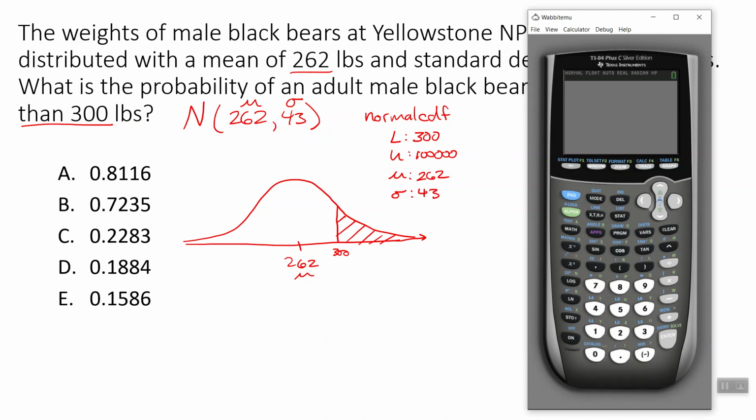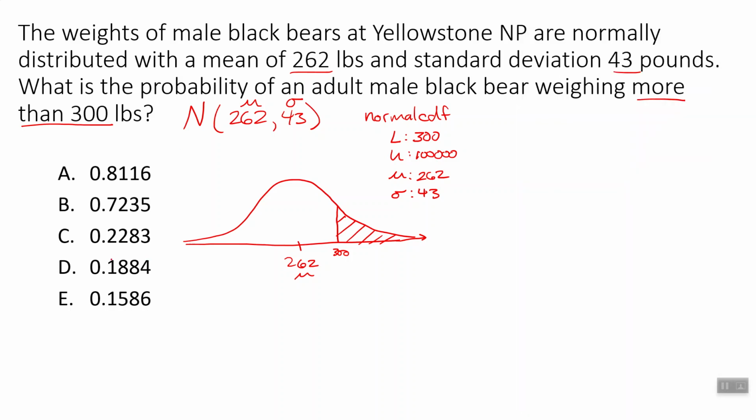Where's our calculator? There's our calculator. So second distribution, number 2. We've got a lower bound of 300. There's going to be a lot of typing in here today. One with a bunch of zeros. Doesn't matter if it's the same number I typed there or wrote there or not. 262, that one's got to be right. 43, that one's got to be right. And we're just going to press enter a couple times until we get a number. Oh, there's an answer, 0.1884. So here's our guy here, option D, 0.1884.